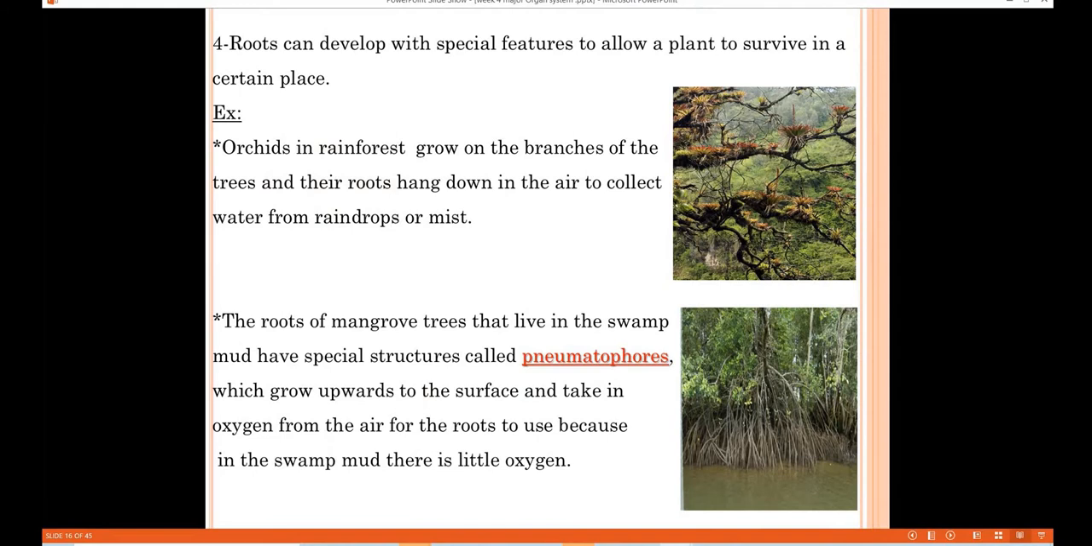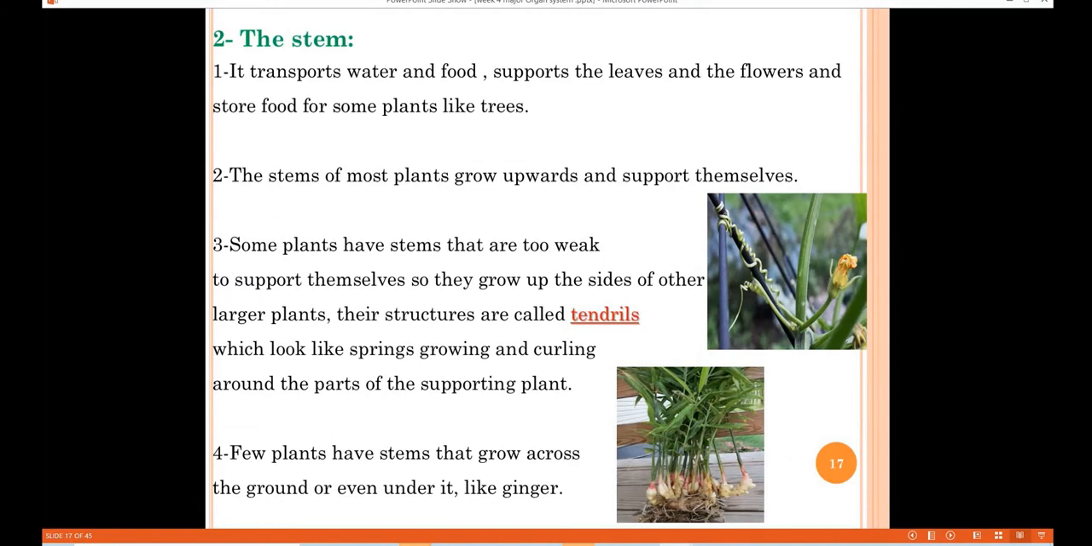Then moving ahead, we discussed the roots which can develop special features, like the orchids in the rainforest. And we also discussed the pneumatophores, which grow upwards to the surface in order to catch oxygen from the air. So these are special types of roots.